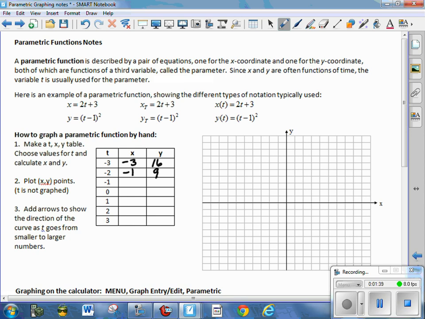And if I continue on in that manner, I'm going to get 1, 4, 3, 1, 5, 0, 7, 1, and 9, 4. So notice that in my first equation, in the x's, it's just a linear equation with a slope of 2, so it's going up 2 every time. With the y, it's a quadratic, these are a number squared, so look at all of our y values are perfect squares.